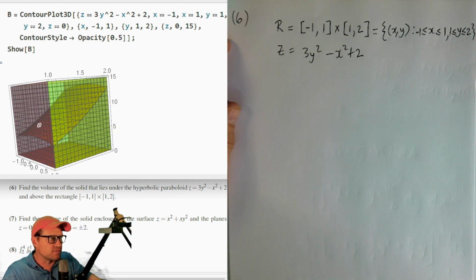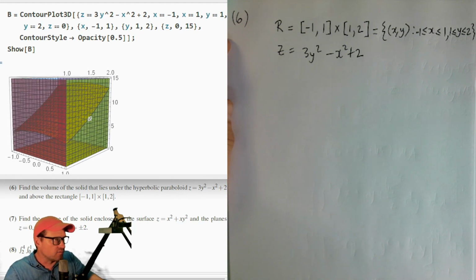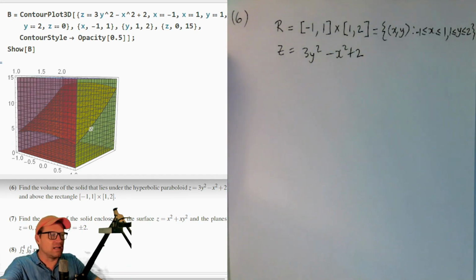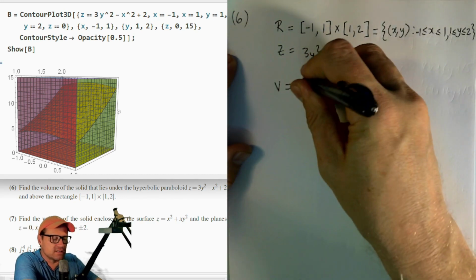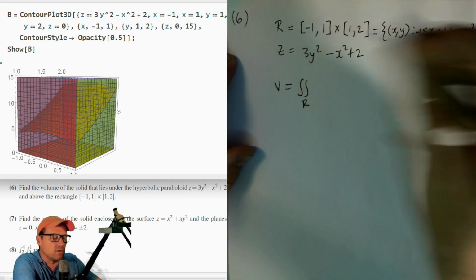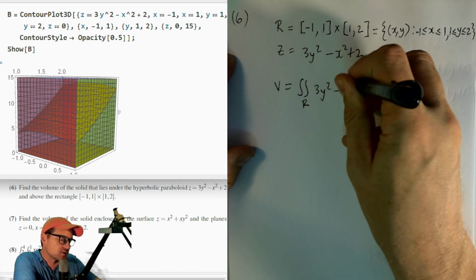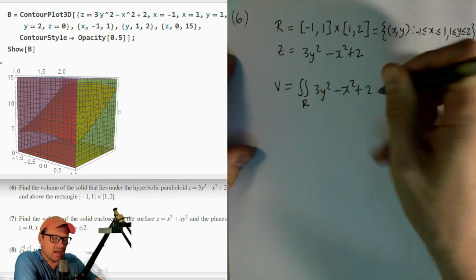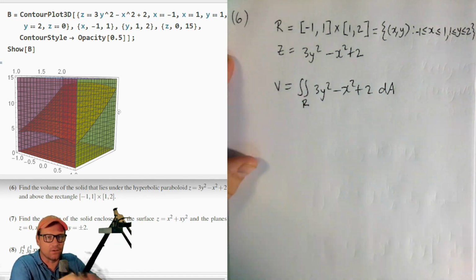Okay, and so we have this displayed here. So you can see the surface inside the box, and the box itself is the rectangle from minus 1 to 1 and from y going from 1 to 2. Okay, so now let's set up our volume calculation. So this is a double integral over the region R of z, which is 3y squared minus x squared plus 2 dA.